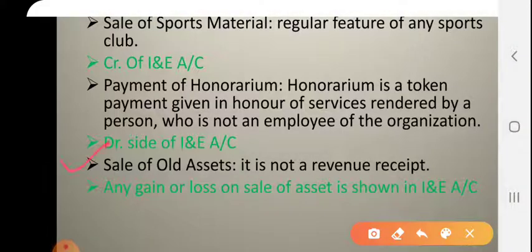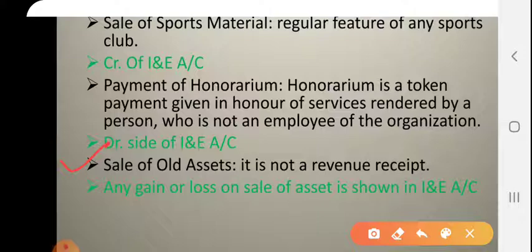Now next is sale of old assets, like building, furniture, etc. If any NPO, not for profit organization, sells its old assets, the sale of old assets is a non-recurring nature activity. So it is not a revenue receipt, and we will not show this in the income and expenditure account. Instead, we subtract the sale of the asset from the asset on the asset side of the balance sheet.